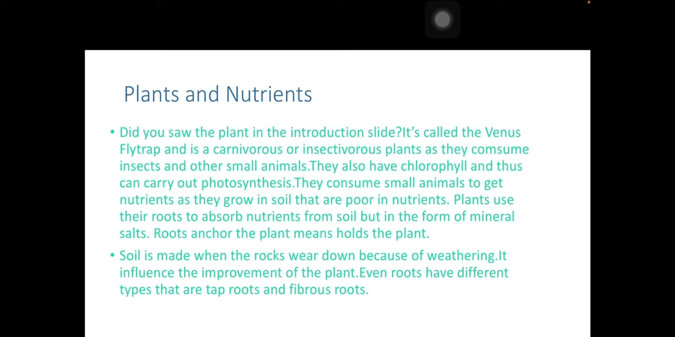Okay, next, soil is made when the rock wears down because of weathering. It influences the improvement of the plant. That means it's telling us how soil is made. Because of weathering, the rocks wear down and it becomes the soil. And it helps to improve the plants, their health and growth. And even roots have different types, such as tap roots and fibrous roots. These are the names of roots.